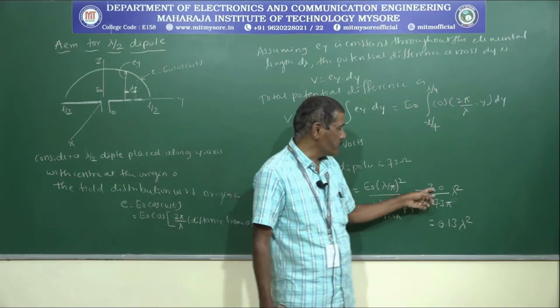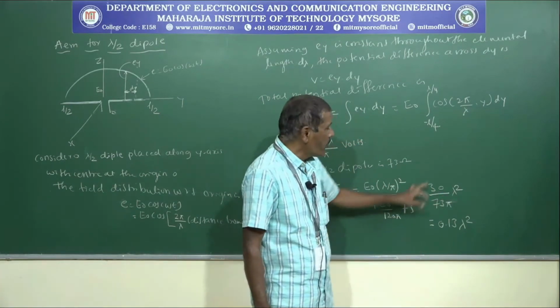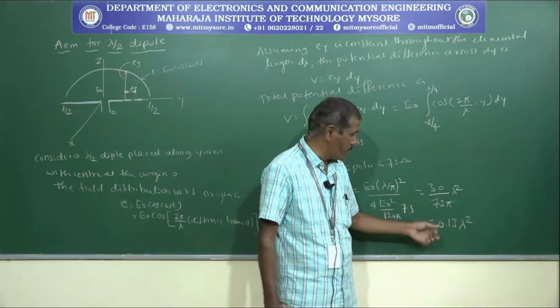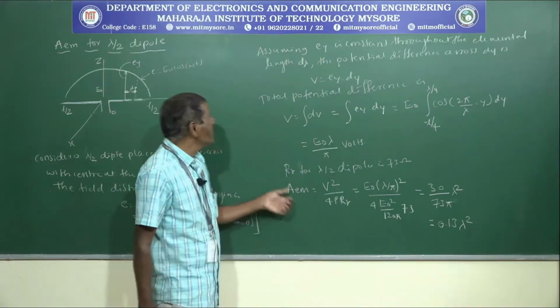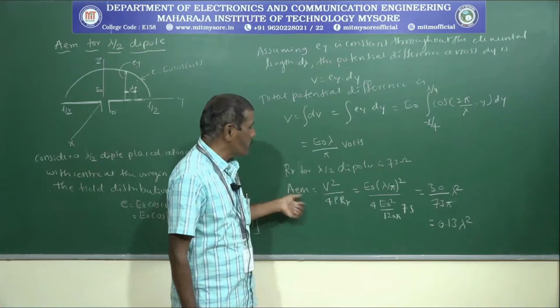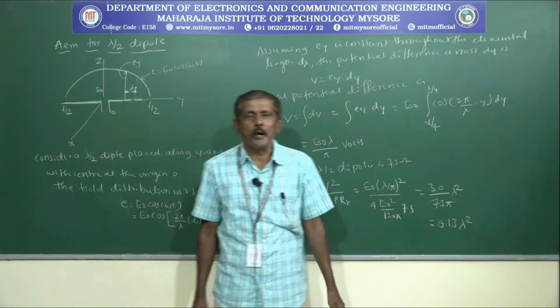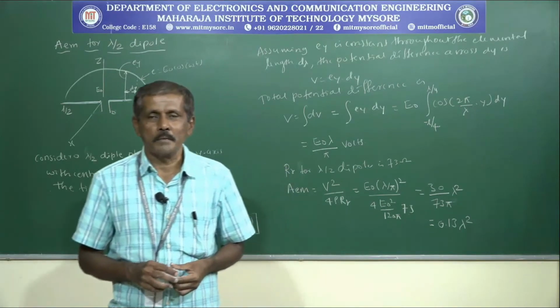If you simplify this, you will get 30 divided by 73 pi into lambda square, and if you divide 30 by 73 pi, you are going to get 0.13 lambda square. That is for a lambda by 2 dipole antenna. So, the maximum effective aperture is equal to 0.13 lambda square, where lambda is the wavelength of the signal.